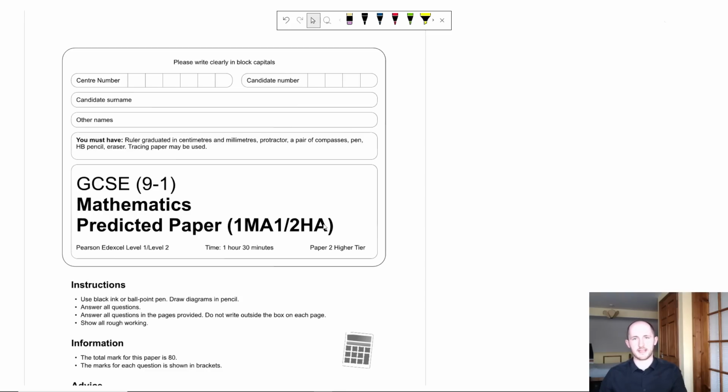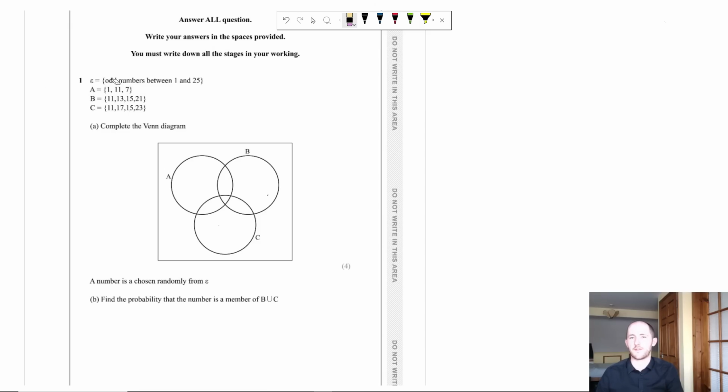But without further ado, let's get into version A of the paper, which is what I believe paper 2 will look like for Edexcel Maths. Okay, so for the first question, we have a set of all the odd numbers between 1 and 25. A is these 3 numbers, B is these 5 numbers, and C is also these 5 numbers. So complete the Venn diagram.